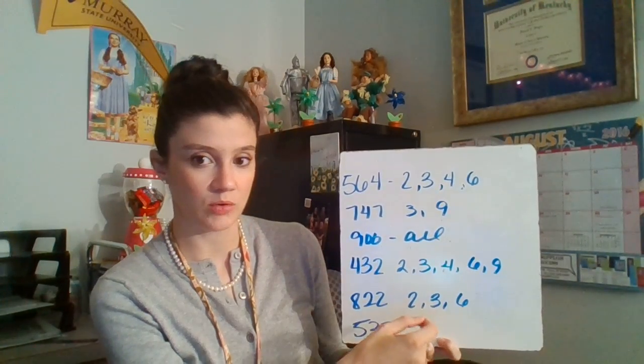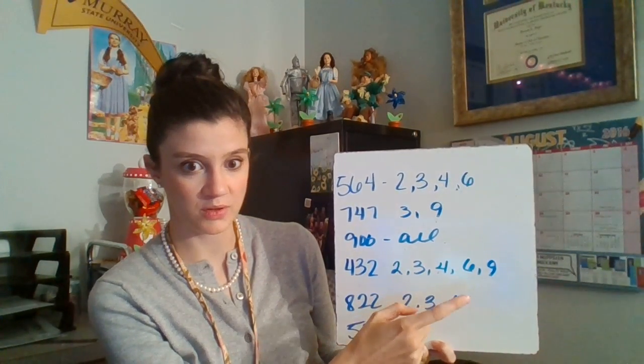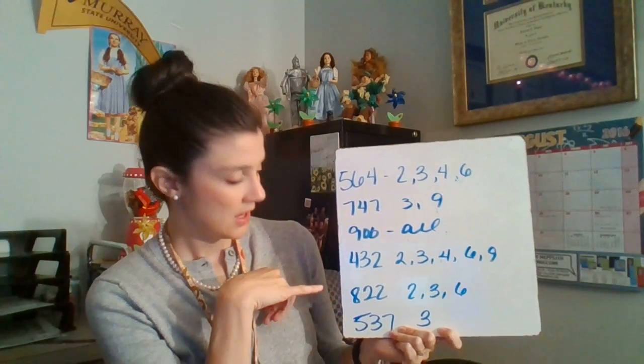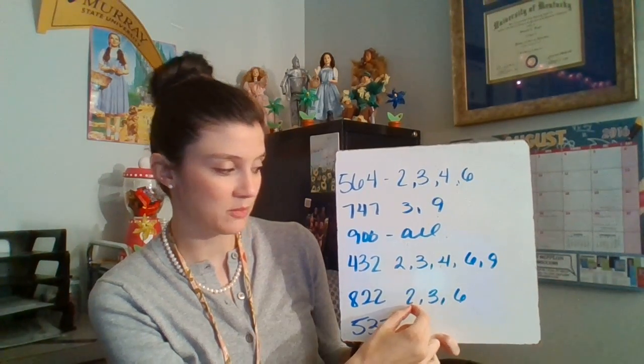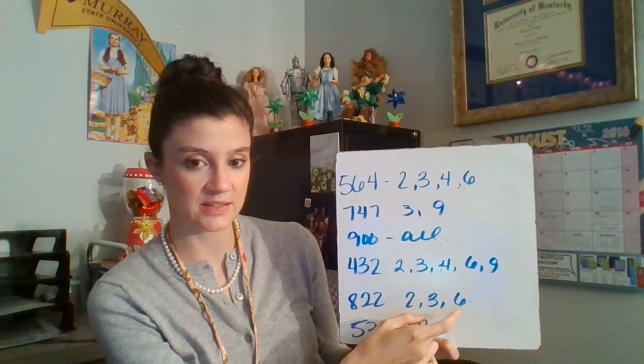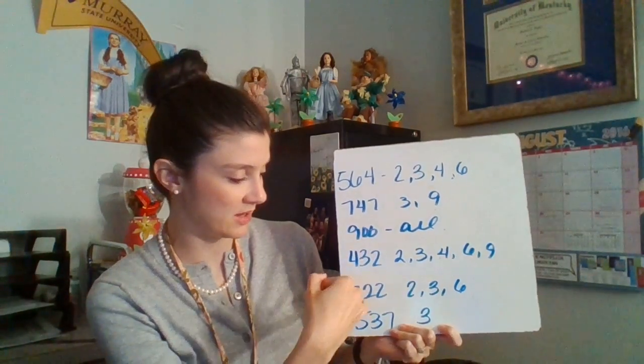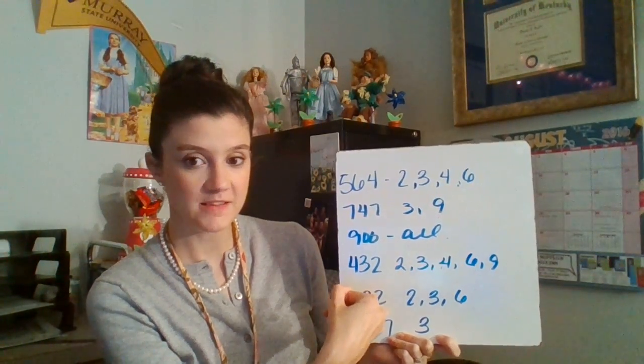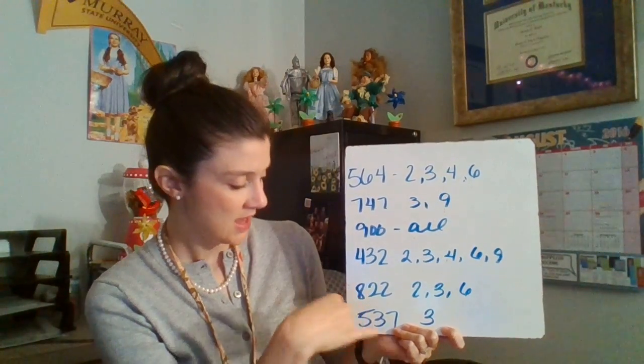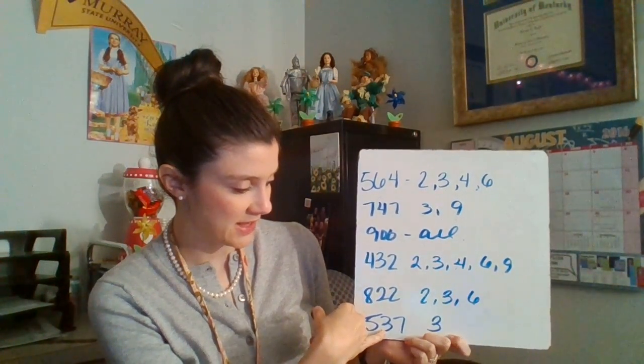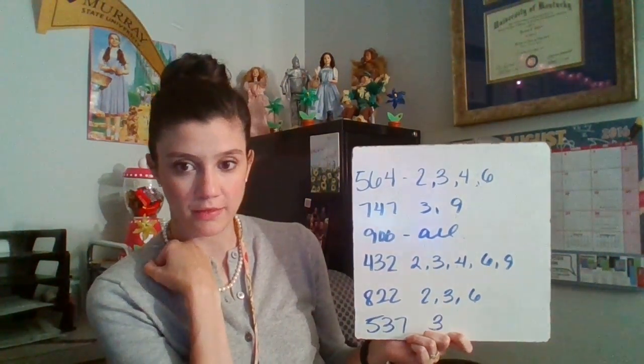432 is divisible by 2, 3, 4, 6, and 9. 822 is divisible by 2, 3, and 6. It's not divisible by 4 because 22 is not a multiple of 4. And then the last one, 537, it's only divisible by 3. Okay?